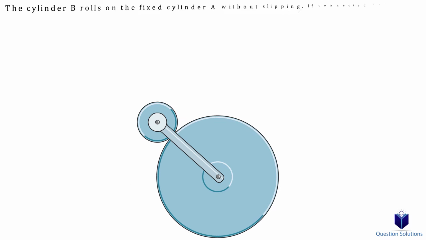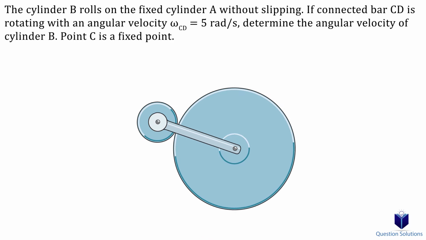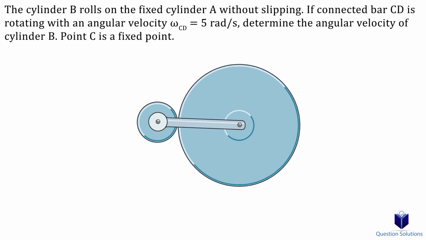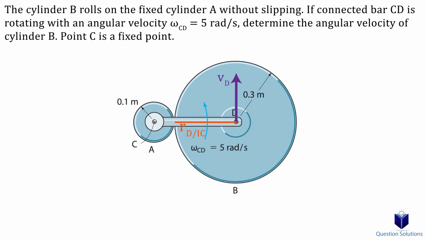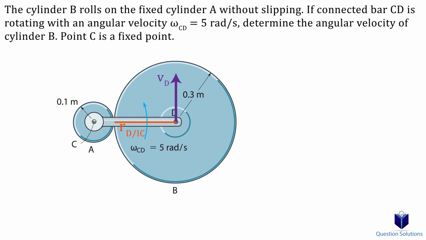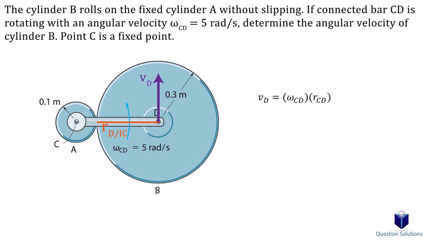Let's take a look at this problem where we have to consider wheels. So we see that cylinder A is fixed and only cylinder B spins along with bar CD. Let's draw the velocity at point D, which is going to be perpendicular to the arm. Now we can draw a line perpendicular to the velocity vector. Next, we need to figure out the velocity of point D, which can be found by multiplying the angular velocity of bar CD by the distance from C to D. Note that the length of bar CD is 0.1 meters plus 0.3 meters.